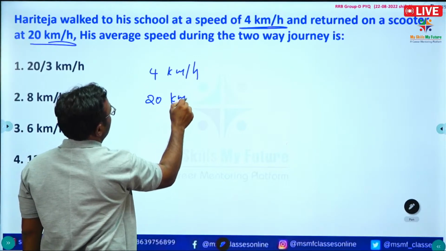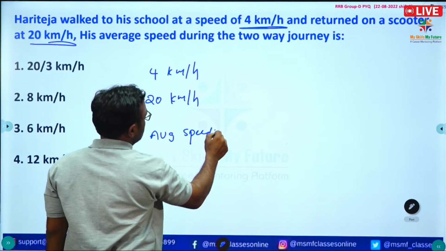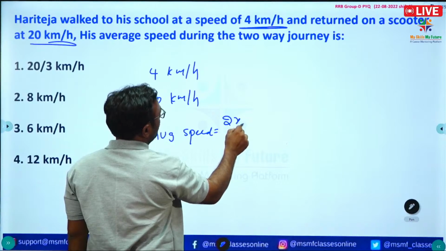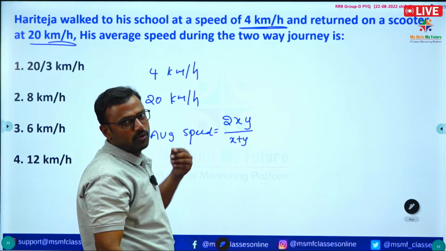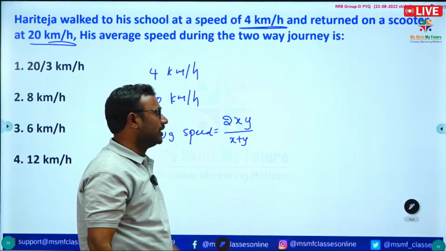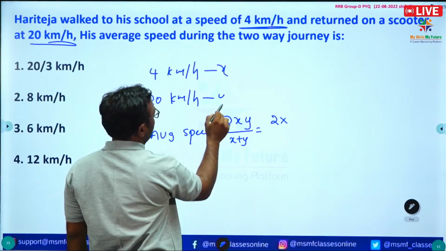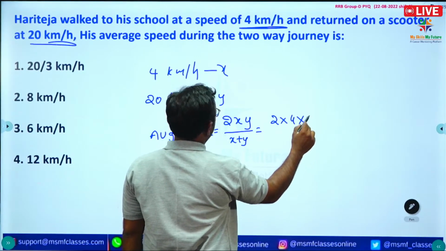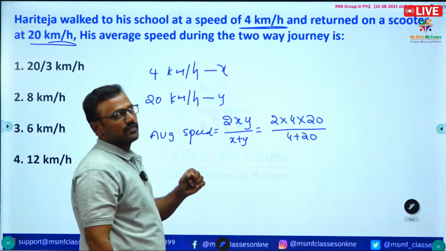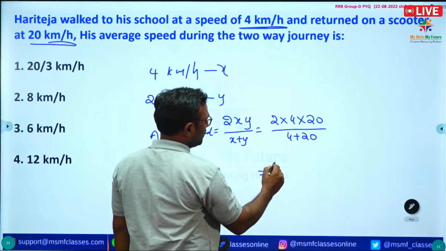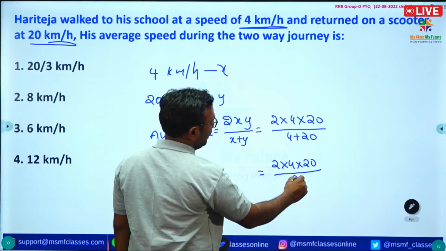So we have the average speed formula. Average speed is nothing but 2xy by x plus y. X is the going speed, y is the returning, coming back speed. So here 2 into, we can consider this as x, this as y. So 2 into 4 into 20 by 4 plus 20. So 2xy by x plus y. So 2 into 4 into 20 by 24.